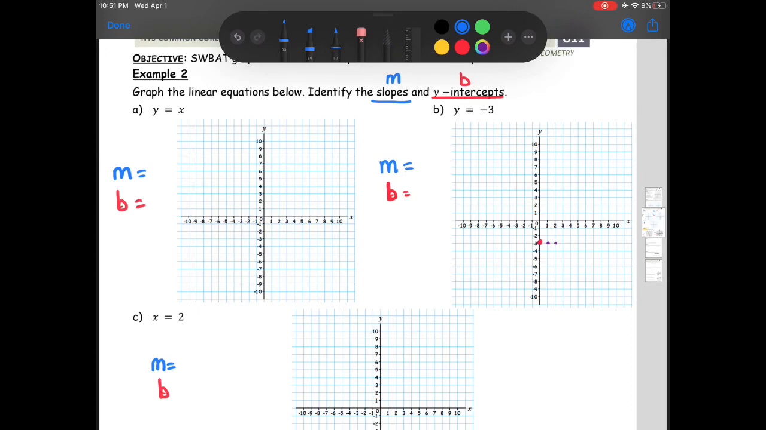So let's start with our slope. Look at what the slope is. Slope is basically your coefficient of your x. So what is the coefficient here? 1, right? It's positive 1. And what is my y-intercept? There's nothing, means it's 0.